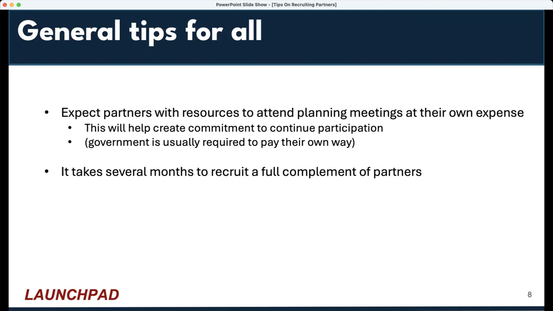large firms to contribute to students who might attend the meeting and prepare white papers, or ask foundations to provide funding for some of the smaller startup firms or small firms that might not have the resources, and recognize that it will take several months to recruit a full complement of partners.